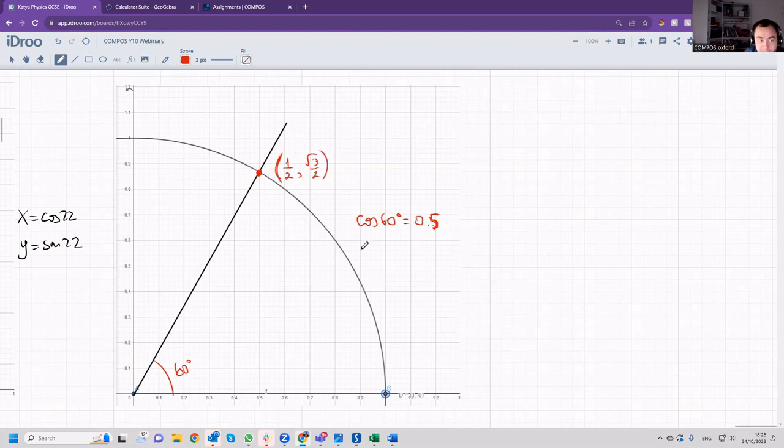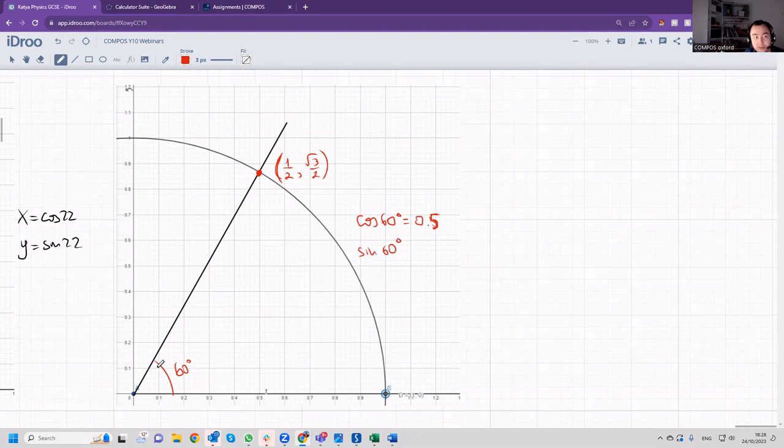And this also means that sine 60... well, no, that's not the point of putting it in the calculator. No, you don't put it in the calculator. You don't need to put it on the calculator. You look at the diagram.